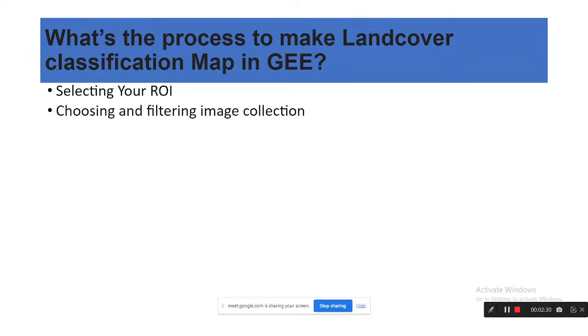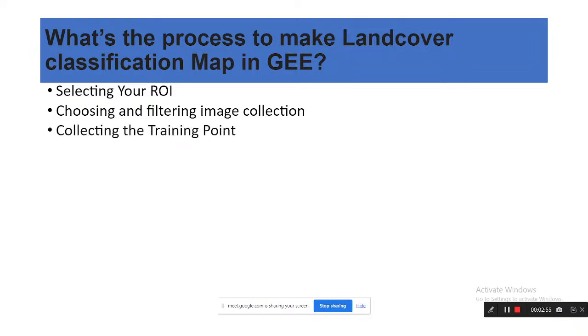Second, you have to choose and filter the image collection. If you want, you can use the Landsat image, or the Sentinel image, or the MODIS image. You have to choose and then filter the image collection according to your region, according to your time period, and according to the image metadata. This is the second step.